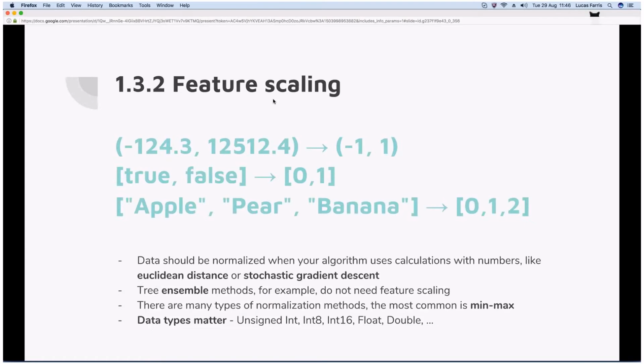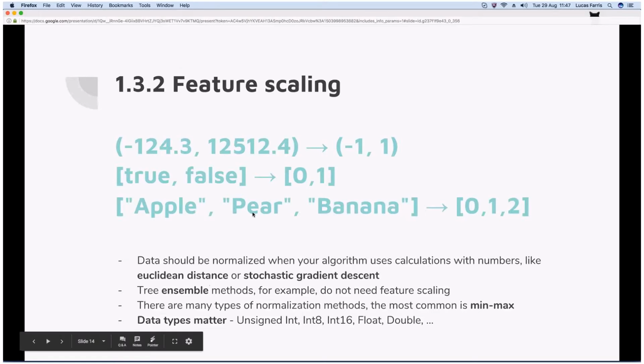I also talked about feature scaling, which is when you have numbers which are bad to work with, for example huge numbers or strings or true or false, and your algorithm depends on mathematical calculations, for example calculating distances like k-means does. K-means is an algorithm, or gradient descent, and you're going to have to normalize your data. Usually min-max is the most common way to normalize: putting all the data you have in the interval of minus 1 to 1 or 0 to 1, not integers, of course, but doubles, like 0.12345.